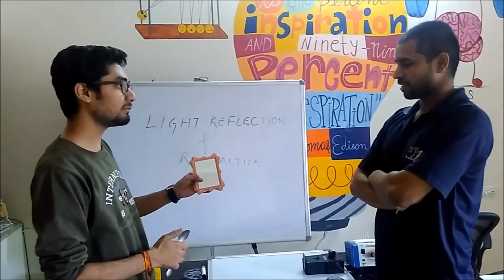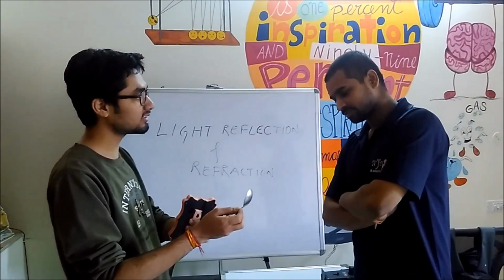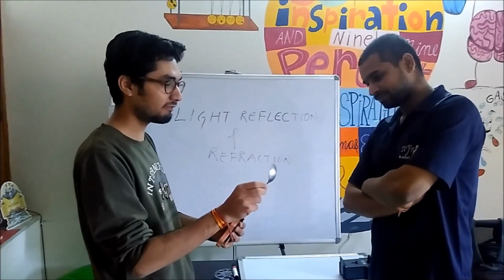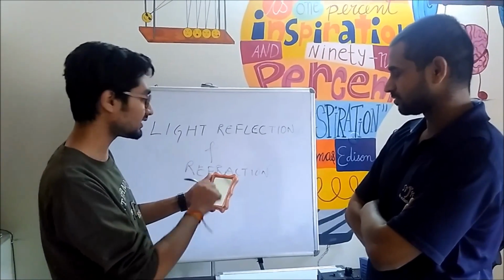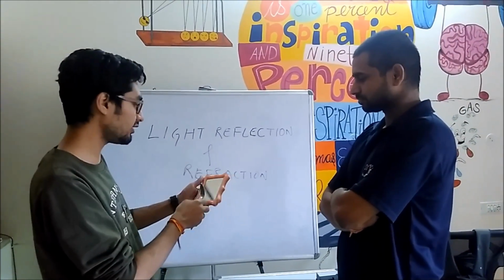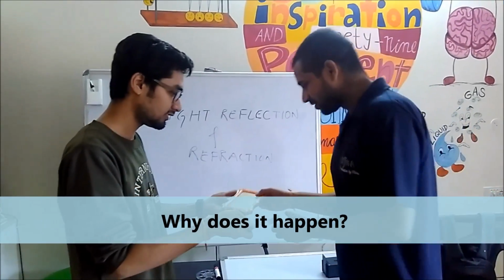I can see my image in this plane mirror, like in our houses. I'm also able to see my image in this spoon that is in the kitchen. And when I rotate this spoon, I'm also able to see my image. But the difference is the size and the position, the quality of the image; it differs in all three cases. Why does it happen? Yeah, that's a very good question.